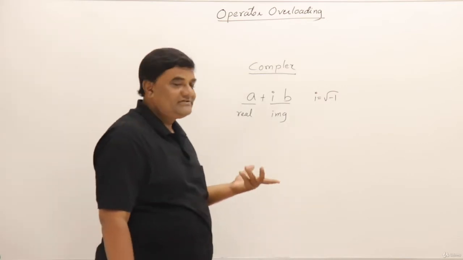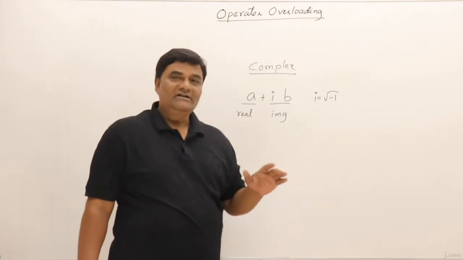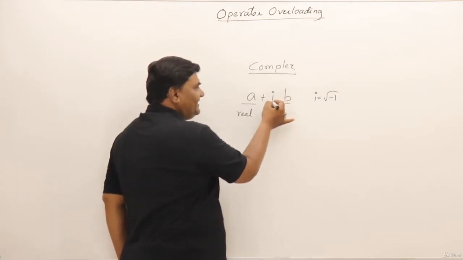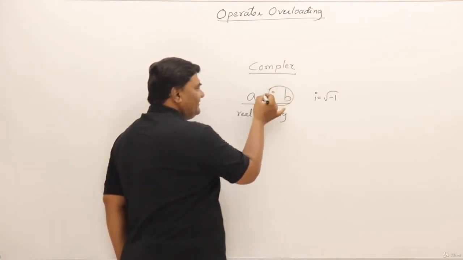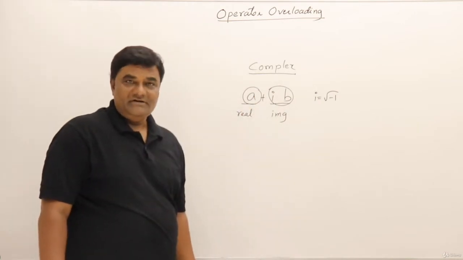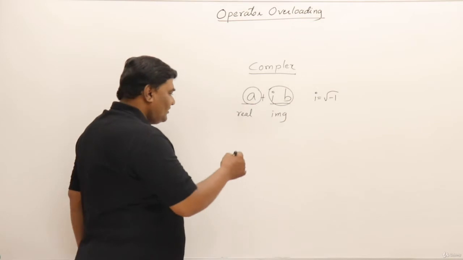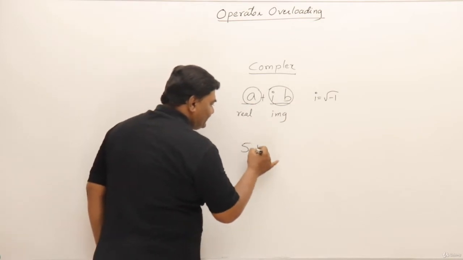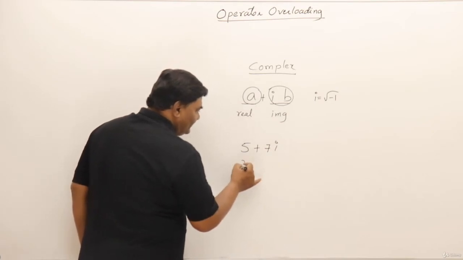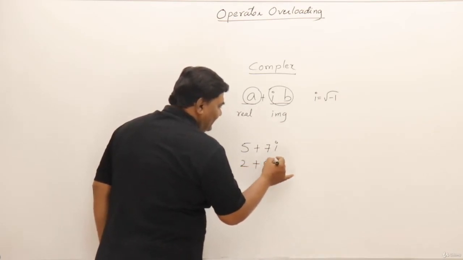So square root of minus 1 is undefined, so we call that part imaginary. Anything multiplied by the imaginary number becomes an imaginary number. And this is a real integer or float number. So if I represent complex numbers, let us say 5 plus 7i and 2 plus 9i.